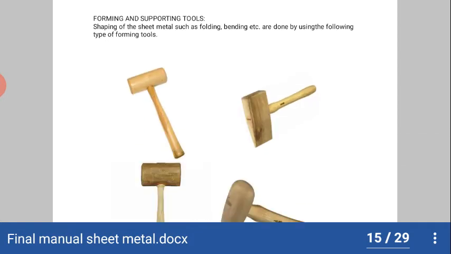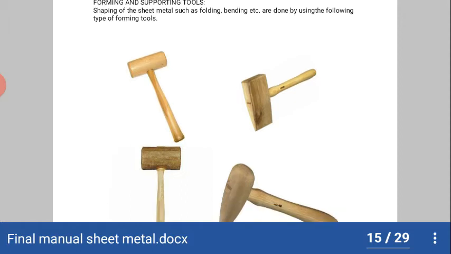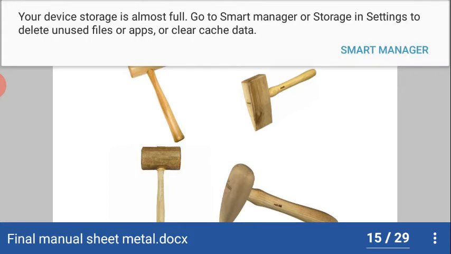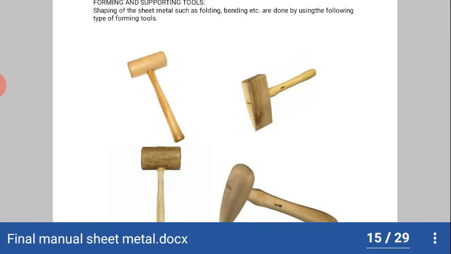Next come to a very important tool. These are the striking tools in sheet metal work. Students, the striking tools of sheet metal work are wooden mallets. Wooden mallets are used for pressing these sheets.